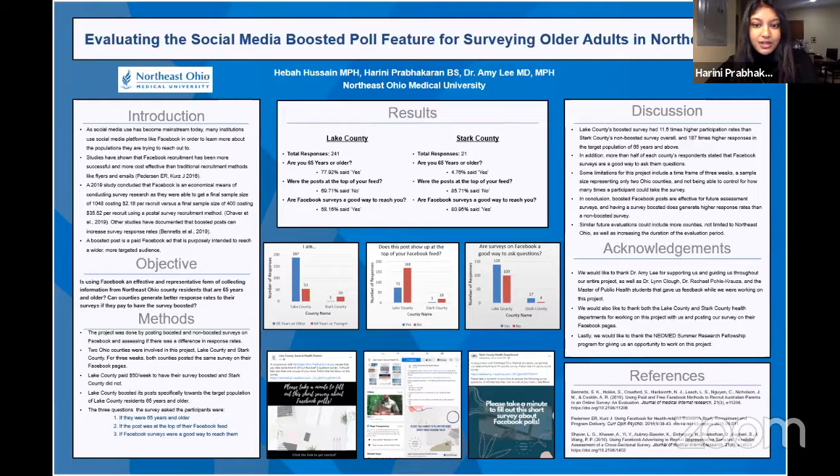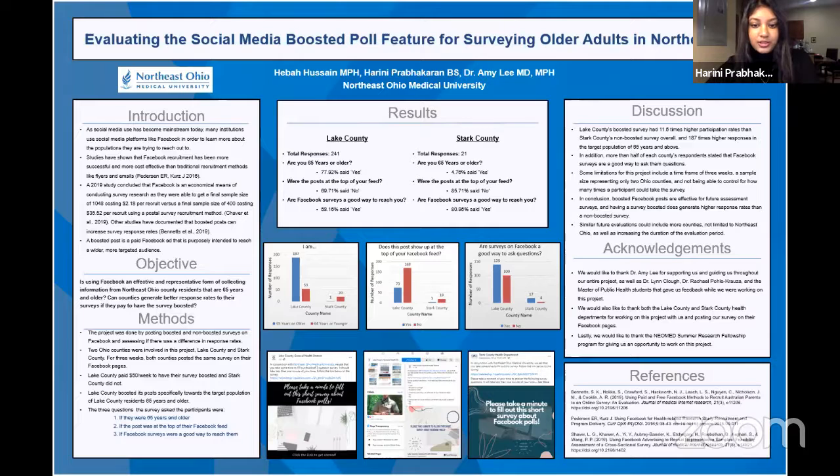After 3 weeks, we saw that Lake County's boosted survey had 11.5 times higher participation rates than Stark County's non-boosted survey overall, and 187 times higher responses in the target populations of 65 years and above. In addition, more than half of each county's respondents said that Facebook surveys are a good way to ask them questions. Some limitations for this project include a time frame of 3 weeks, a sample size representing only 2 counties, and not being able to control for how many times a participant could take the survey.